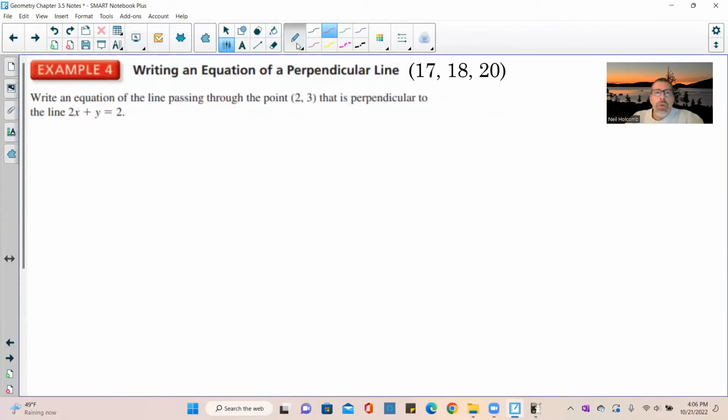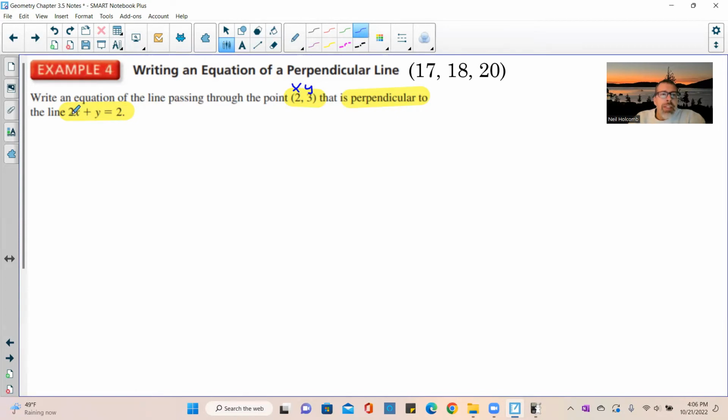Okay, this one is going to be writing an equation of a perpendicular line. Write an equation of a line passing through the point 2, 3, that is perpendicular to this line. Okay, perpendicular. And so the first thing I want to do is switch to my pen, and let's use blue this page. Okay, so we have a point, x, y.